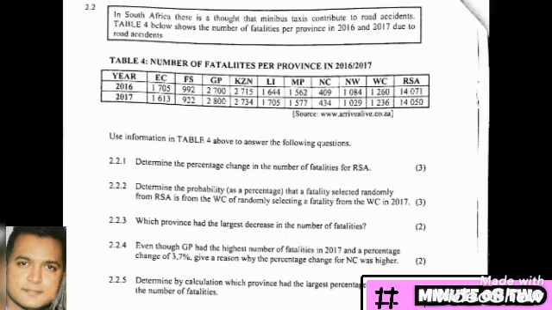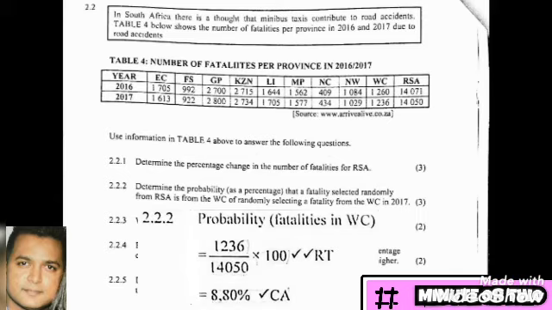2.2.2, determine the probability as a percentage of randomly selecting a fatality from the Western Cape in 2017. So when it comes to probability, it's always what you want or what you're speaking about. And in this case, we are speaking about the stats of the Western Cape. Now, if you look at the Western Cape stats, it's given to us, but there are two different stats given. So we need to know which one to use. So we look at our question and it directs us to the 2017 stats. So we take this because this is what we are speaking about.